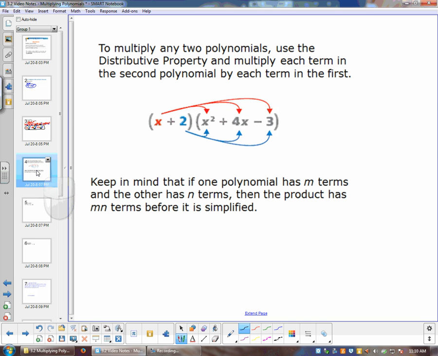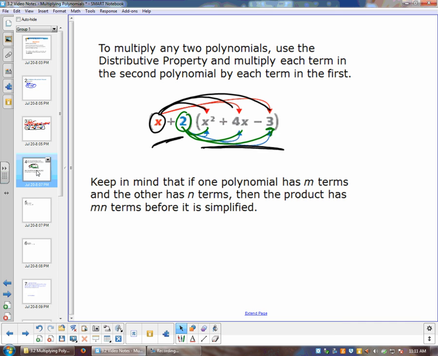Okay, so to multiply any two polynomials, use the distributive property and multiply each term in the second polynomial by each term in the first. So, for example, if we were going to multiply x plus 2 times x squared plus 4x minus 3, we would have to take the x and multiply it by all three of these, and we would have to take the 2 and multiply it by all three of these. And so there's really 6 separate multiplications that we would have to do. And that's what this is saying down here.